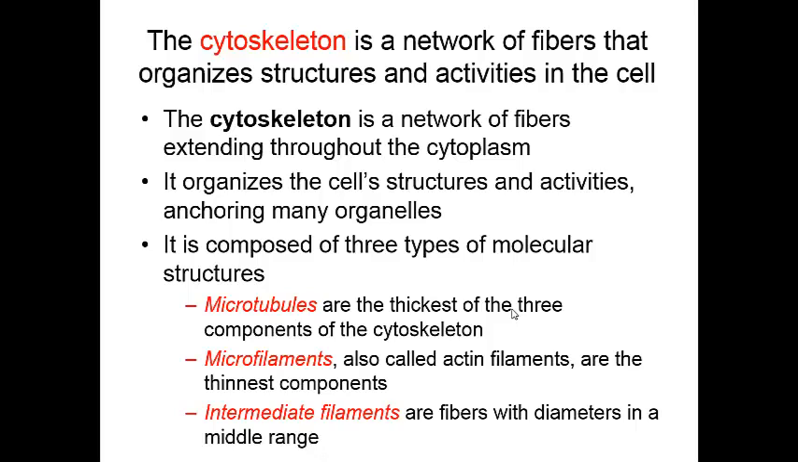The largest fiber is called the microtubule. The fiber of intermediate size is called the intermediate filament. The smallest fiber making up the cytoskeleton is called the microfilament. The microfilaments are the thinnest fibers, and they are also called actin filaments. Microfilament and actin are going to be used interchangeably.